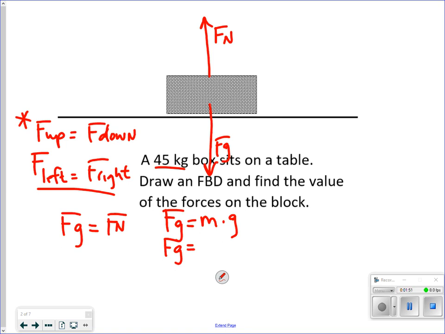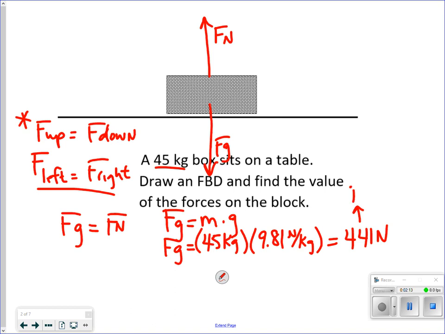All right, so we've got 45 kilograms and then 9.81, either newtons per kilogram or you can use meters per second squared. It doesn't matter. It's the same thing. You're going to see meters per second squared a lot more. And we're going to get approximately 441 newtons for that. That's going to also be the value for F sub n. All right, so that's all I really need for that one. Just wanted to find both.